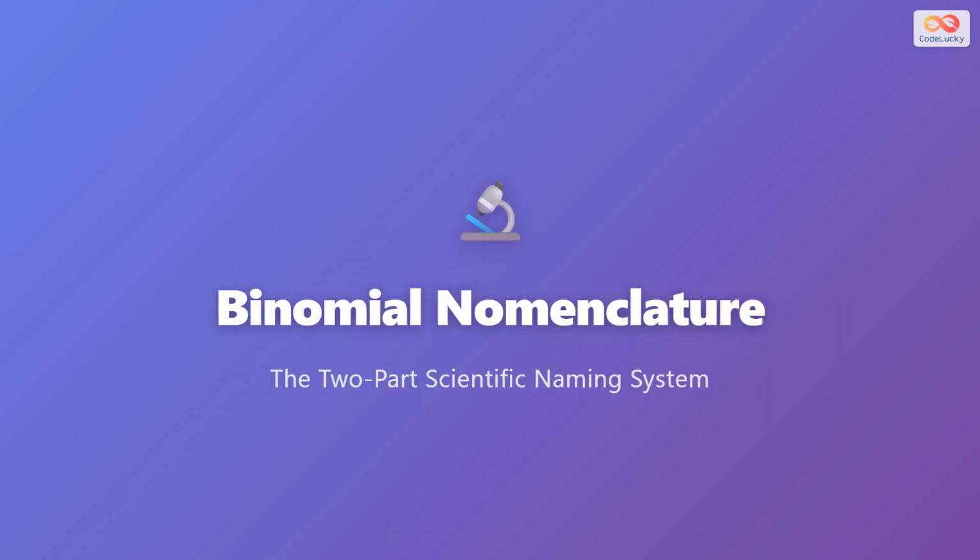Binomial nomenclature, the two-part scientific naming system. Welcome to this lesson on binomial nomenclature, the universal system scientists use to name living organisms. This standardized approach helps biologists and researchers worldwide communicate precisely about different species without confusion.